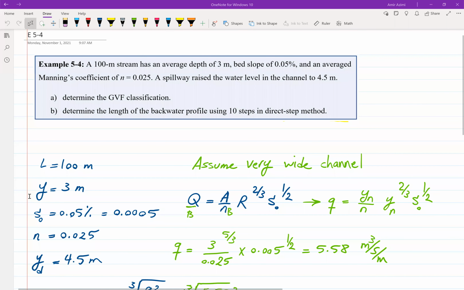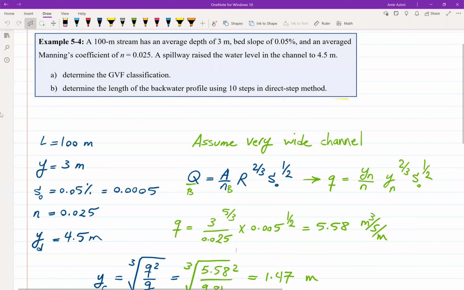Okay, example 5-4 is about a 100-meter stream with an average depth of 3 meters and a bed slope of 0.05%. The average Manning's coefficient is n equal to 0.025. And downstream of the river, there is a spillway which raised the water level in the channel to 4.5 meters.